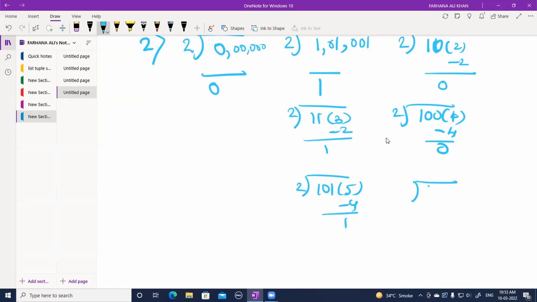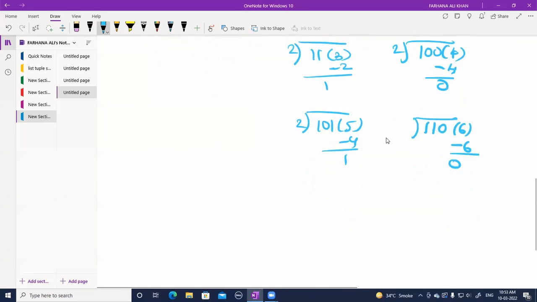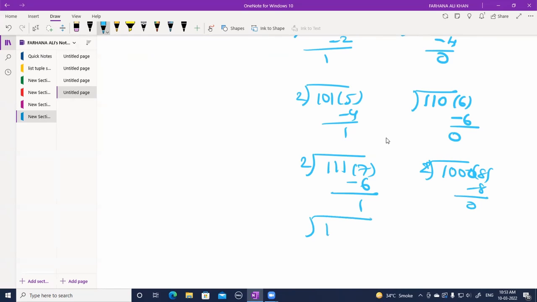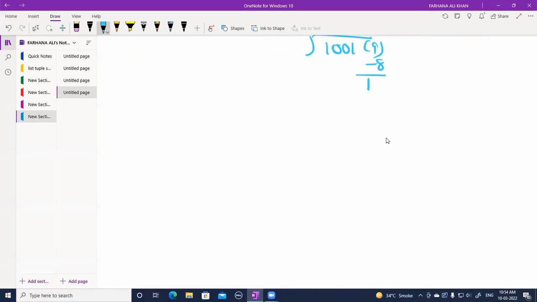When we have number 6, it is completely divisible by 2. Then number 7, when divided by 2, gives remainder 1. Then number 8, when divided by 2, gives remainder 0. Then number 9, when divided, gives remainder 1. So this is your mathematical method.